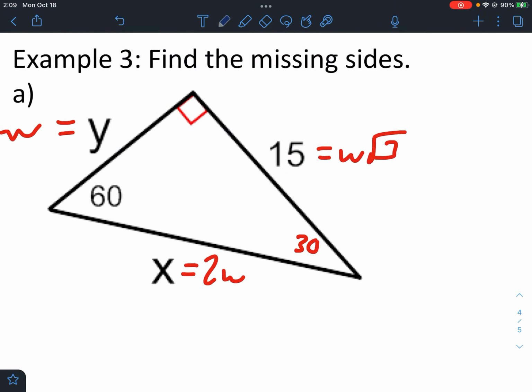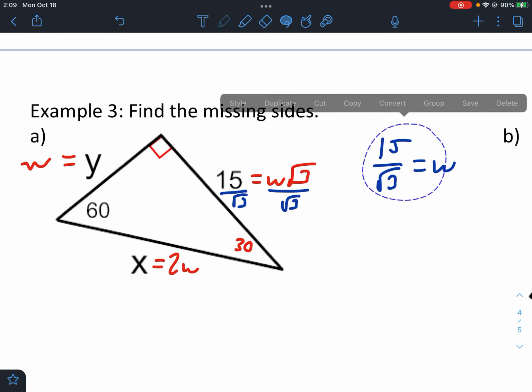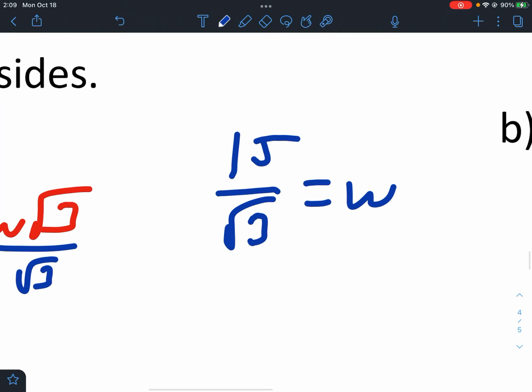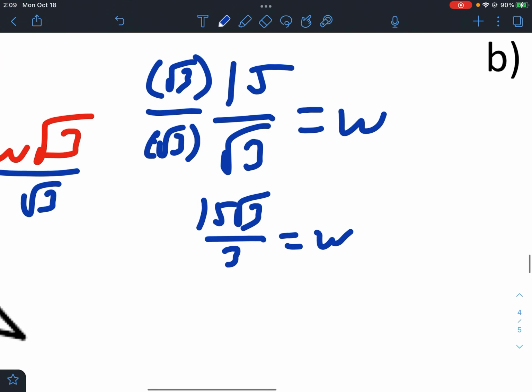And it's over here. We can divide both sides by square root of 3. All right, that gives us 15 over root 3 equals W. And that's great. That is what W is going to equal here. However, we don't want to leave a root in our denominator like that. So multiply by root 3 over root 3. And we're left with 15 root 3 over 3. And then we can simplify 15 over 3, so W is 5 root 3.